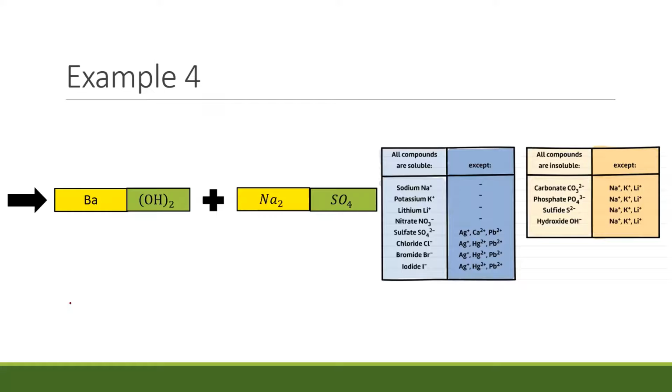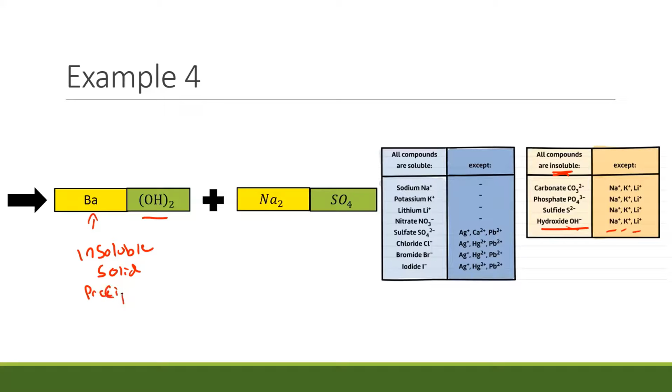Barium hydroxide, well, it's got a hydroxide. OH is here. Hydroxides are pretty much always insoluble unless they're bonded to sodium, potassium, or lithium. Barium is not sodium, it's not lithium, it's not potassium. So it's not bonded to Na, K, or Li. So as we say, this is insoluble. This is our solid. This is our precipitate.